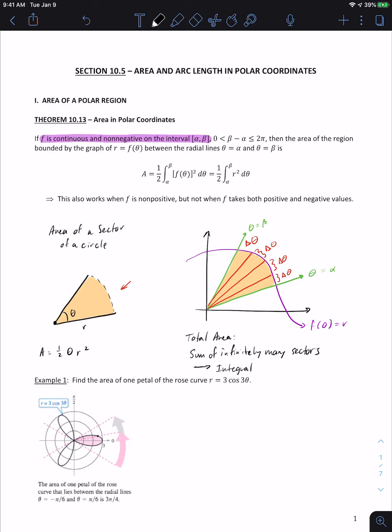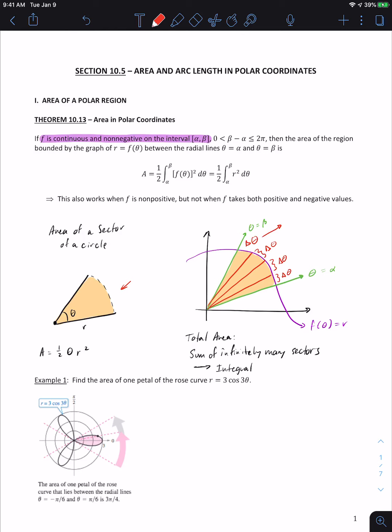Because the area of each one of those sectors is just going to be, if this is theta 1 and theta 2, 1/2 times the angle times r squared. And then I do that for each different one. So I get all those thetas, all those radii squared. The radius is going to be the same every time.